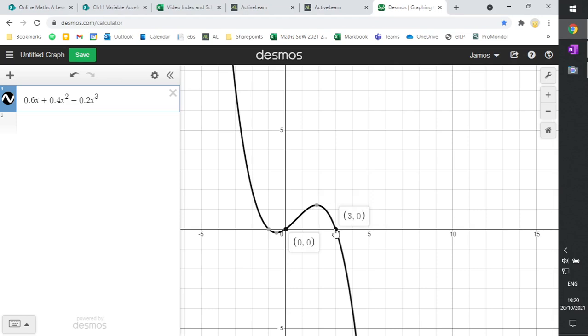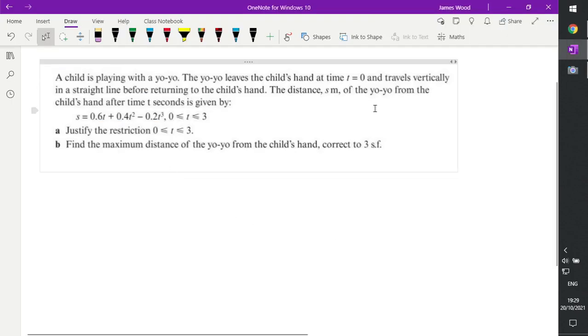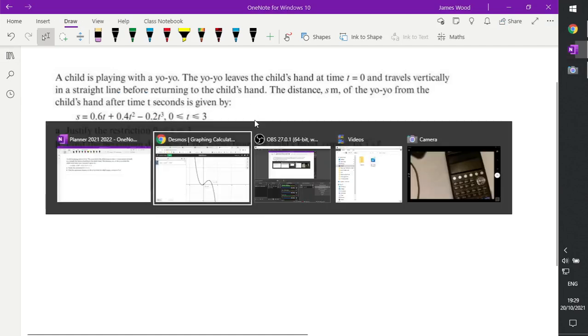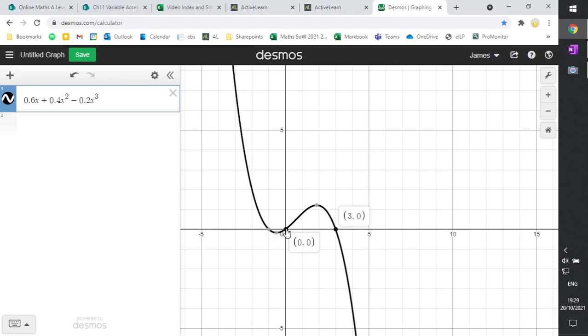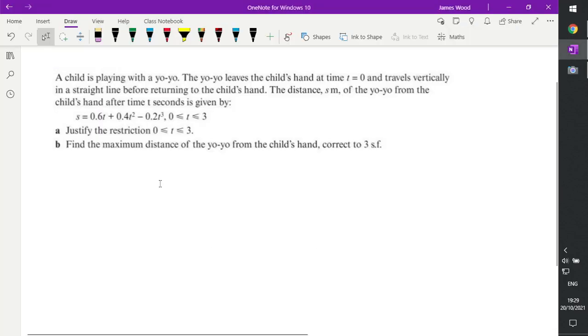So I think the justification here would be that this function is describing the distance. It's not about the displacement, it's just about the distance. So we're just interested in when it leaves the child's hand, which is at 0, 0, until it returns to the child's hand at t equals 3. We're not interested in what happens after that, because I assume they catch it rather than the yo-yo going through their hand or dropping onto the floor or something. So we're just interested in 0 to 3 seconds.